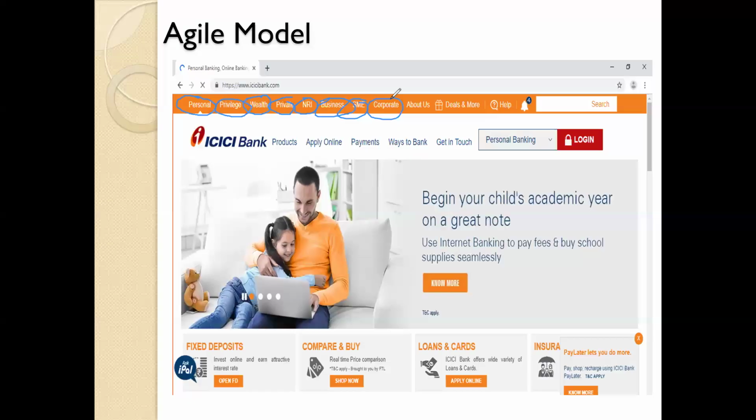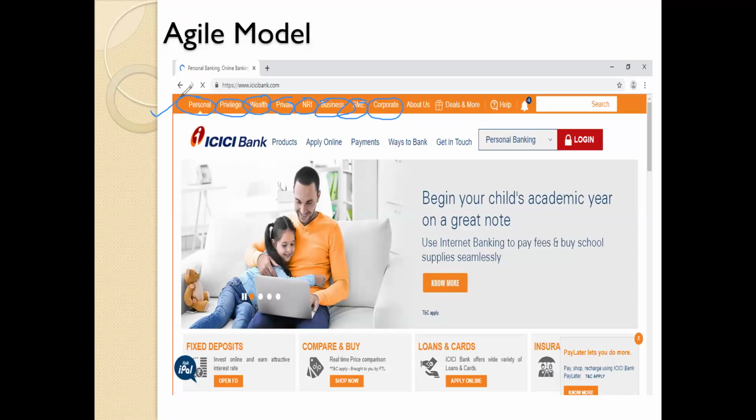So once they take the requirements of all the departments, they declare that the requirement stage has been completed. This is what happens in the requirements. They take the requirements of all the departments, and I'm talking about the waterfall model.